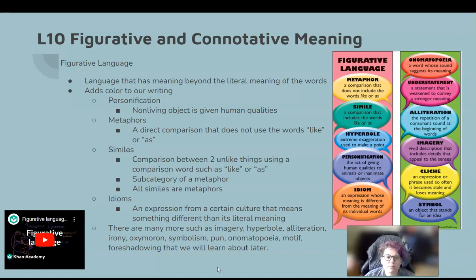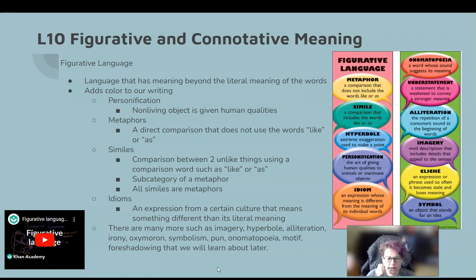And we can remember this because the word similes has the L in there, reminding us that it uses the words like or as. Okay, and similes are a subcategory of metaphors. So all similes are metaphors, but not all metaphors are similes. Okay.